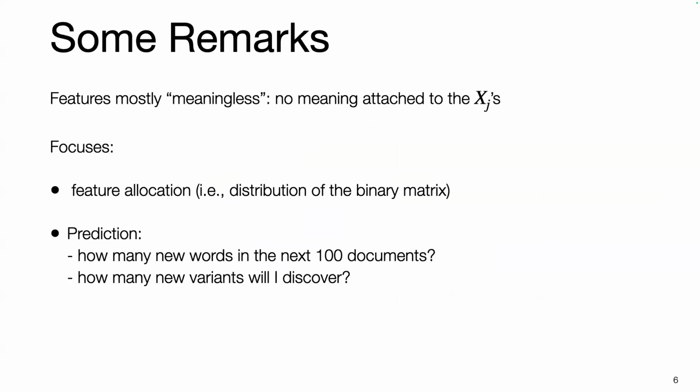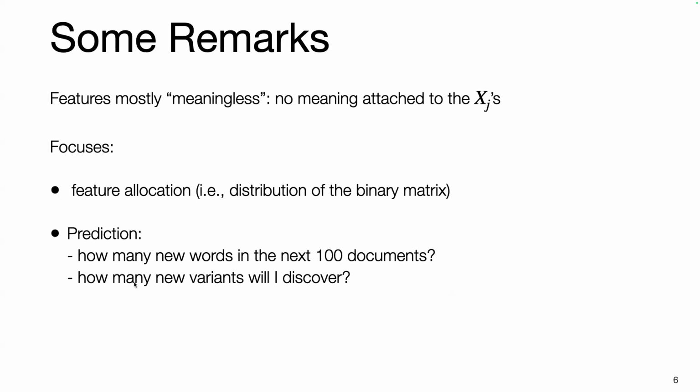So while these two applications are completely different, there is something in common between them. And the thing is that the numerical value associated to the labels x_j, to the features x_j, is basically meaningless. And the only important thing is that these x_j's are different from one another. And in these cases, where we can ignore the values of the x_j's, the focus is mainly on the feature allocation, that is the distribution of this binary matrix up to a permutation of the columns. And the inferential goals are mostly concerned about prediction.